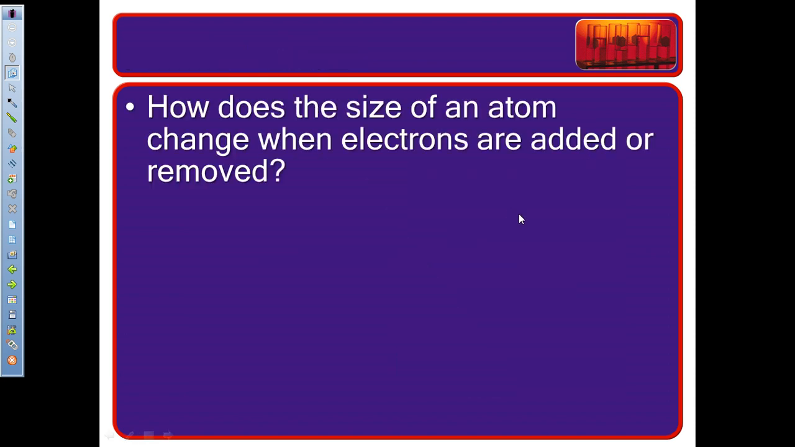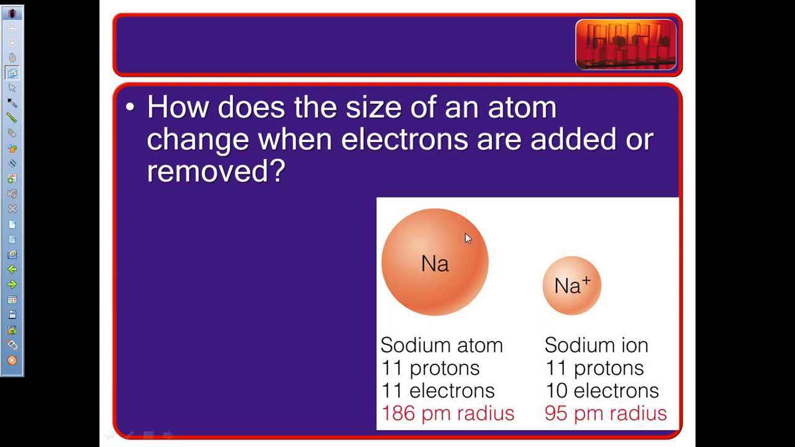Well, this is what I was talking about, ions. What happens when we add or remove an electron? So here's my sodium atom. Sodium atom has 11 protons and 11 electrons. So it's a nice neutral atom. You can even see the radius. They measure the radius in picometers, or sometimes something called angstroms. So 186 picometers. And now, look at this.